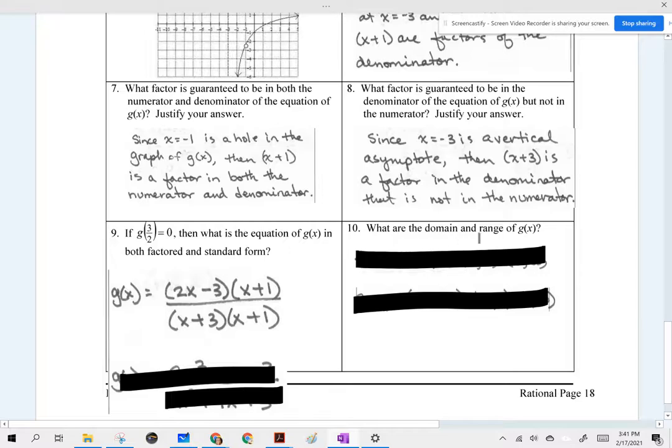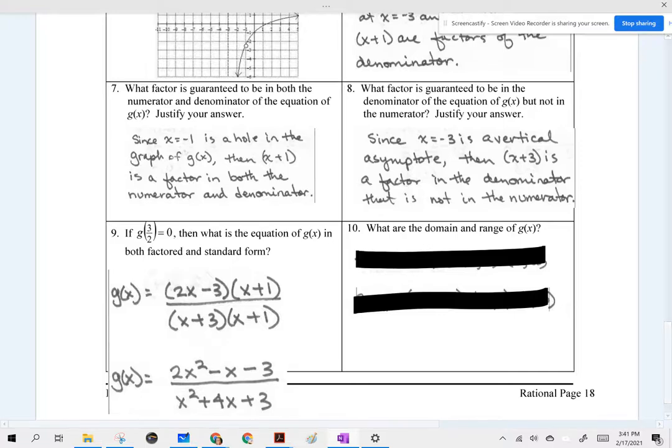All right, what are the domain and range? Oh, sorry, wait, let me go back to number 9. We also want it in standard form. So you just multiply that out, and then you would have g of x in standard form. Okay, number 10, see if you can identify the domain and the range.